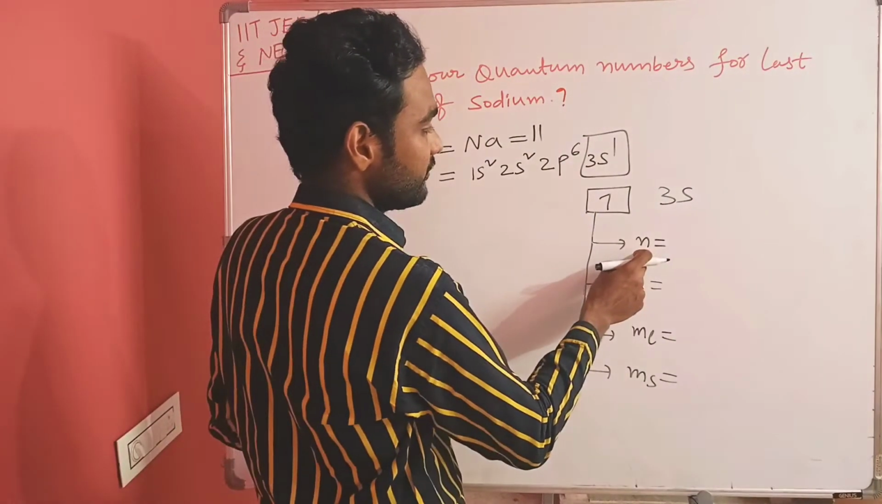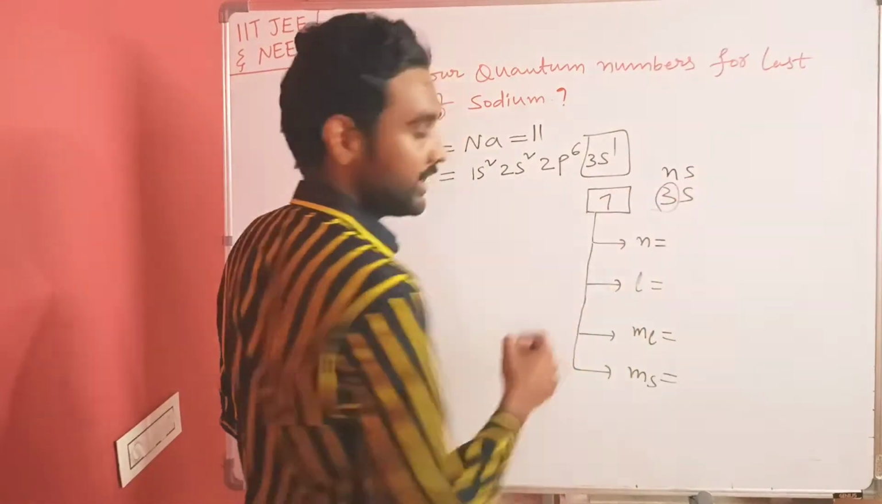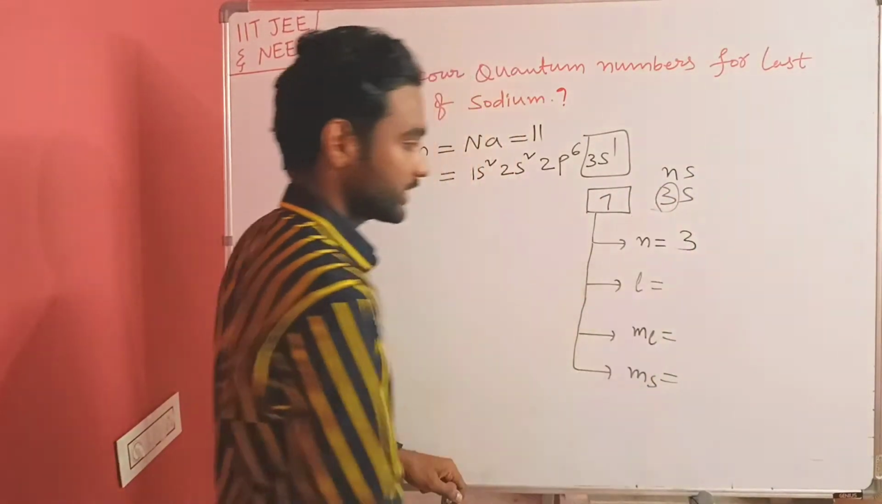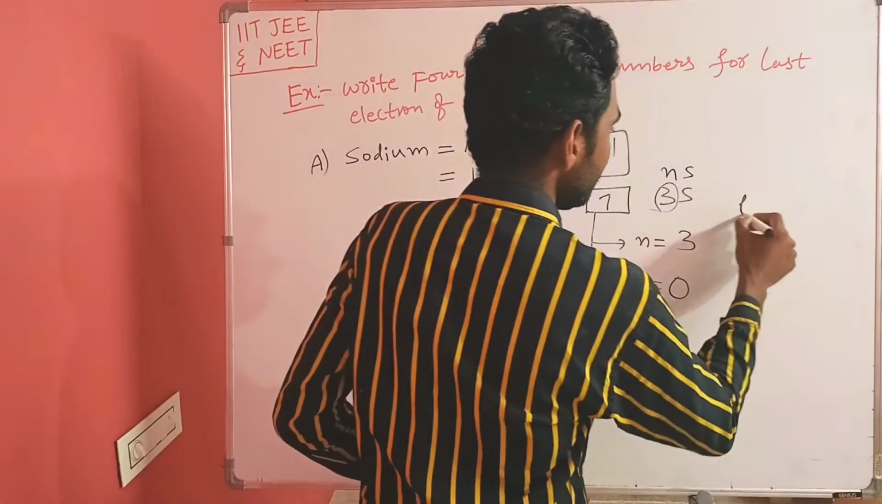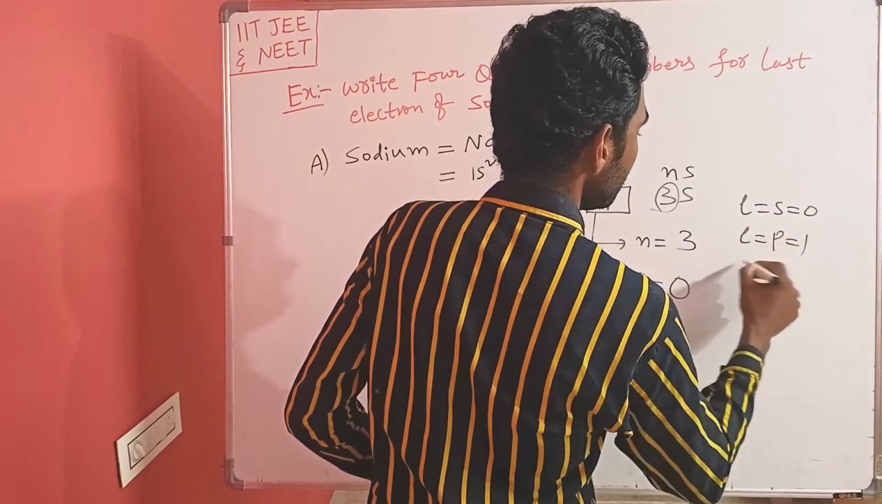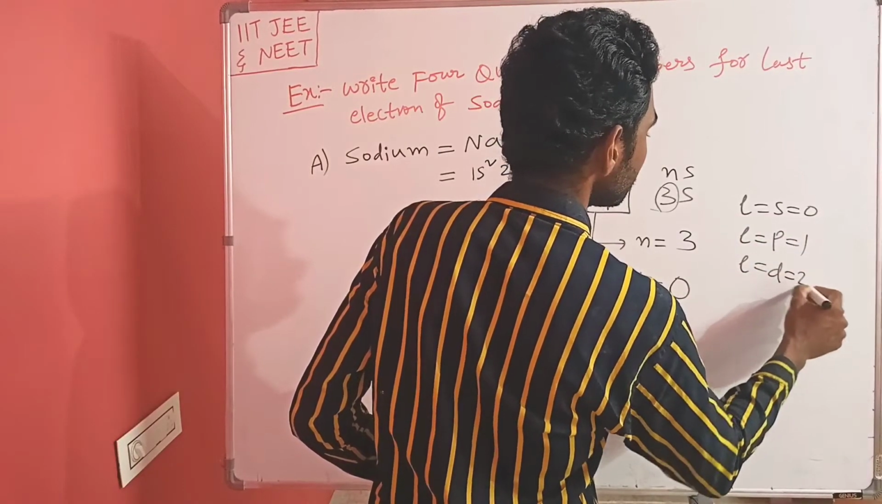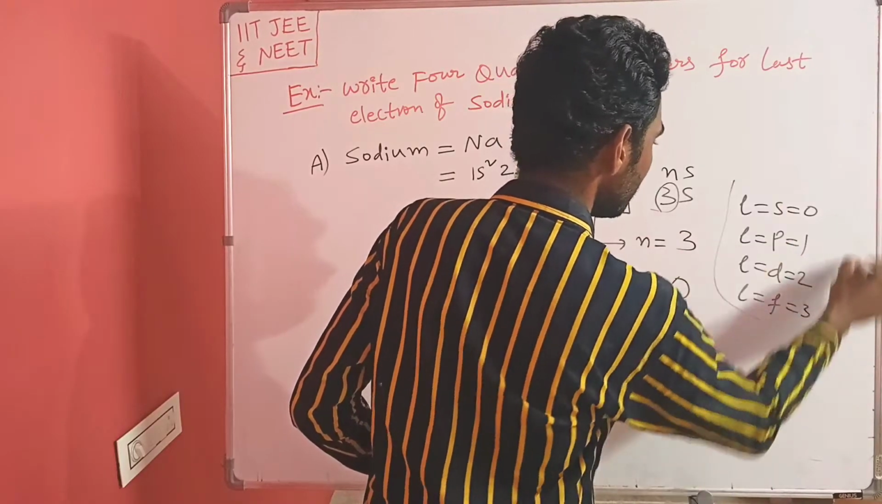Now I want to write n value. N value how much here? It is 3s. N value is 3. Okay. Next L value for s orbital 0. Already we know. L value for s orbital 0. L value for p orbital 1. L value for d orbital 2. L value for f orbital 3. This you have to remember properly.